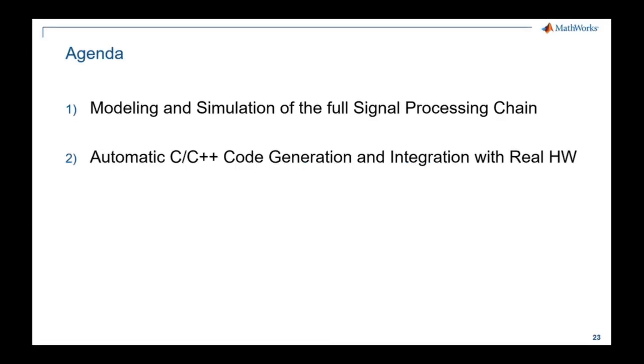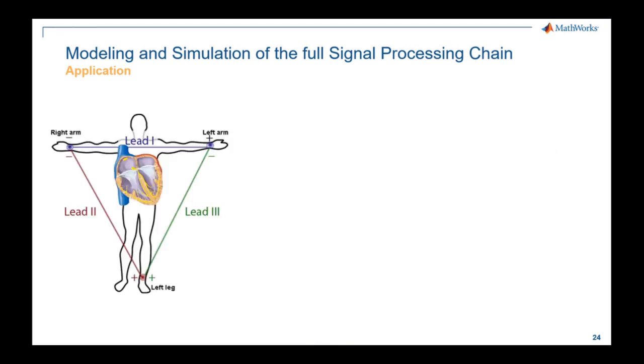So the first thing we will do is that we will model and simulate the full signal processing chain that we need for that. And then we will go to the automatic code generation part and integration with the real hardware. In my case, the hardware I'm going to use is an STM32 board with an ARM processor on it, an ARM Cortex processor. Okay, so let's have a look at the application itself.